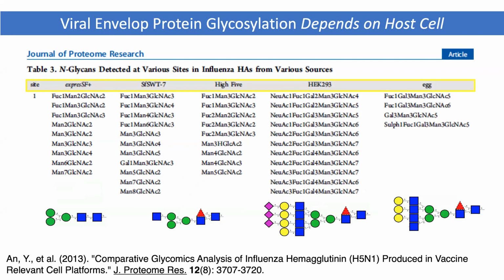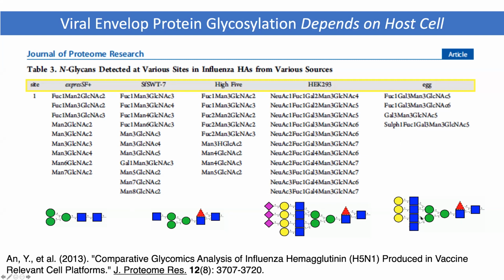Now, when we look at influenza, again, stay with this very nice paper that looked at expressing hemagglutinin, or rather expressing virus in cell lines that are typically used to produce vaccines that target influenza. You can see in SF plus cells, or High Five cells, or HEK cells, or eggs, you get a huge difference in the types of glycans that go on each site. This is just one site, right? Just site number 1. It has all these different possible glycoforms detected.